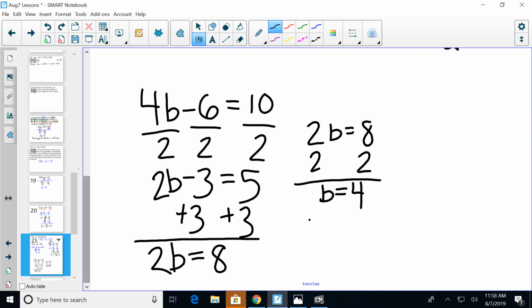I've shown you the problem solved how many different ways? 3. What was the first one? We used what property first? Addition. For the second one, we use what? Division. All right? But we did division by 4. She did division by 2 so that she didn't have any fractions.